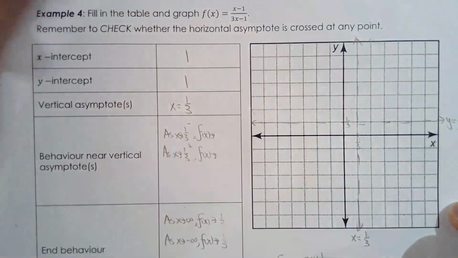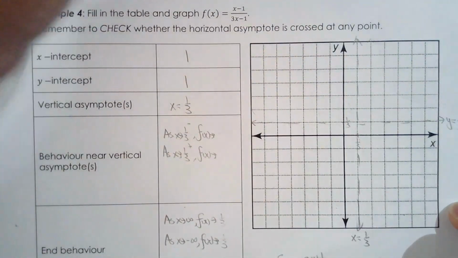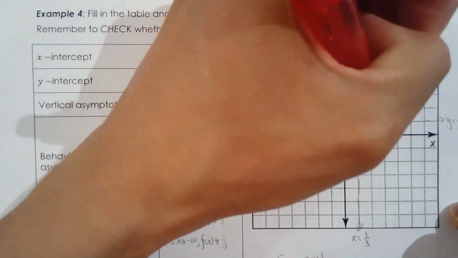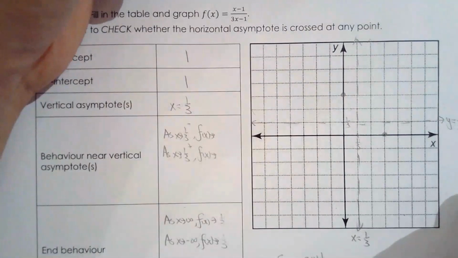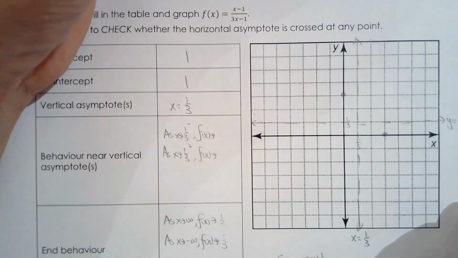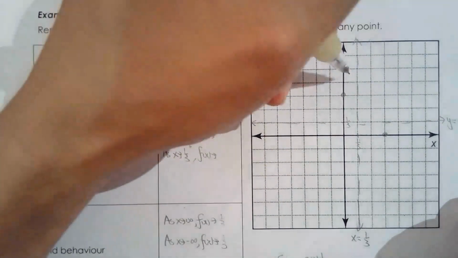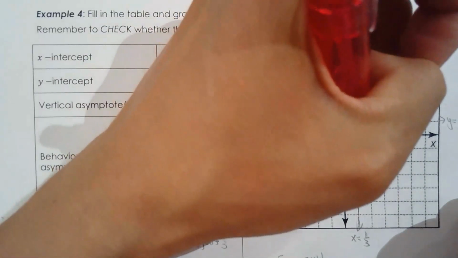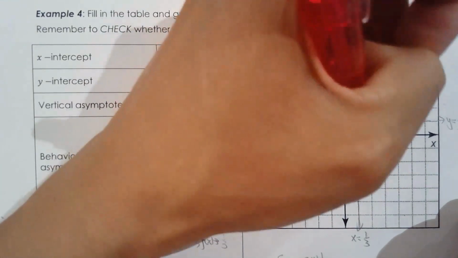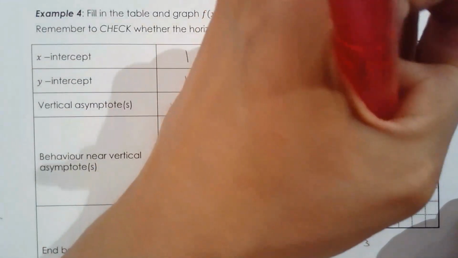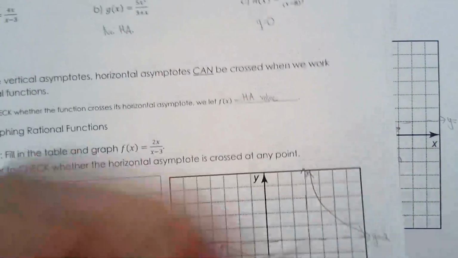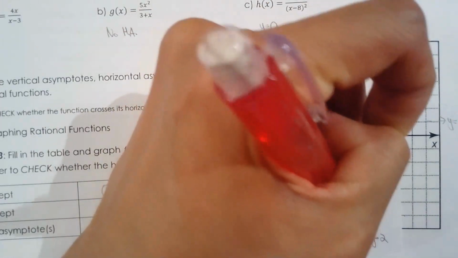All right, and now the intercepts are 1 and 2/3, 1 and 2/3. Since it doesn't cross the horizontal asymptote, I know it has to do this. Beautiful. Got the label in the first example, I believe. So y equals f of x.